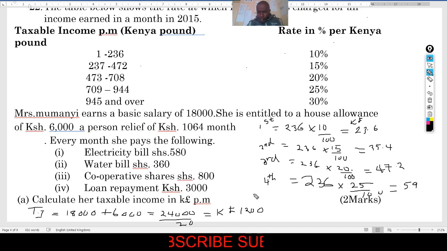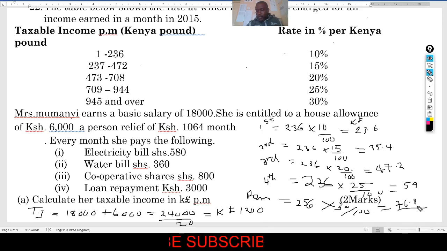So the next is the remaining. The remaining will be just 1,200 minus 944, which gives you 256. So the remaining is 256 times 30 over 100. This gives you 76.8.